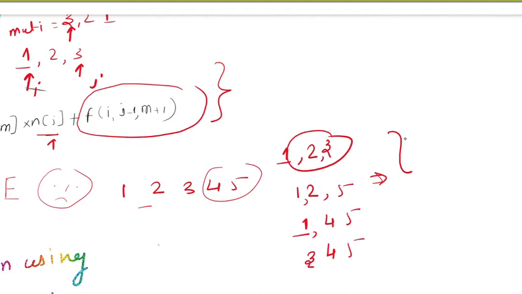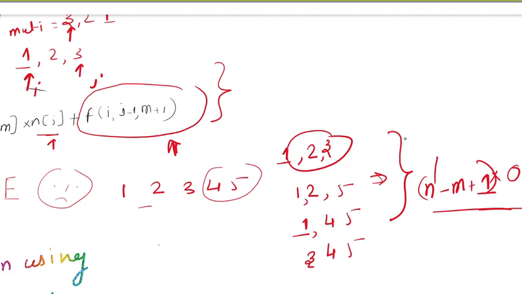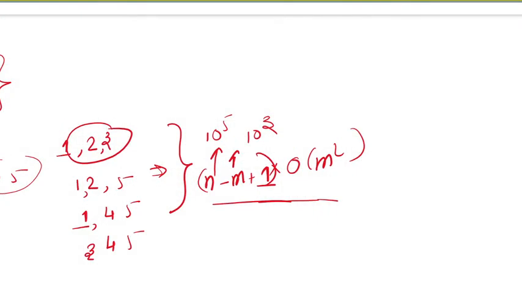n minus m plus 1 cases, right? And to solve that sub case, you need O of m square with dynamic programming. Since n can be up to 10 power 5 and m can be up to 10 power 3, clearly this will cause TLE, right? This will cause TLE. So this is what makes this question so unique. This is a good question actually. So you have to optimize it.